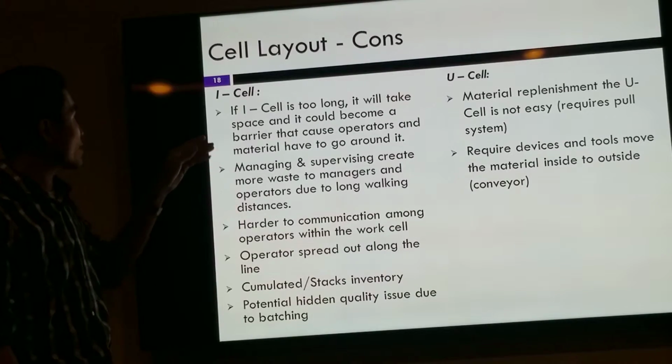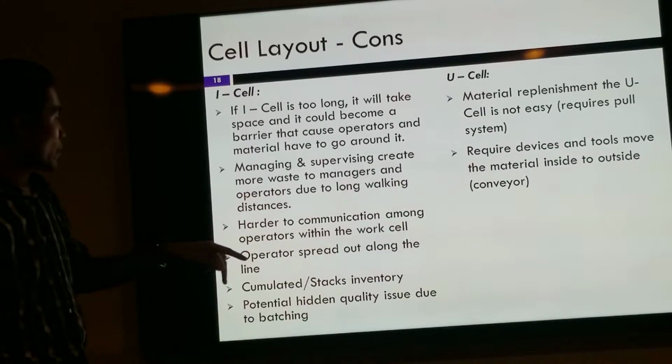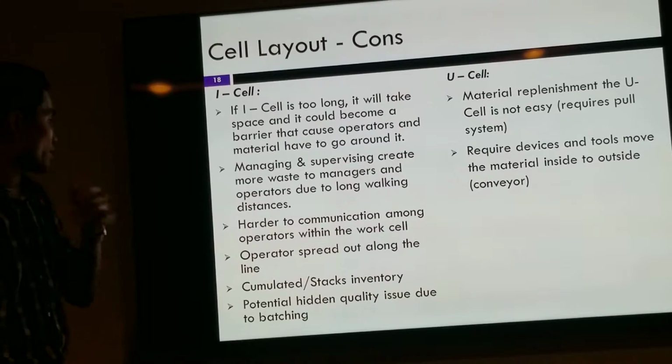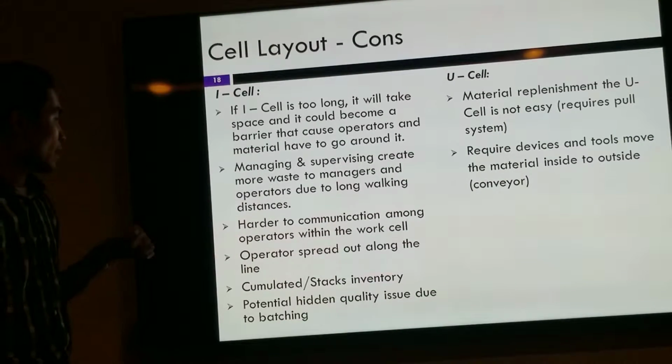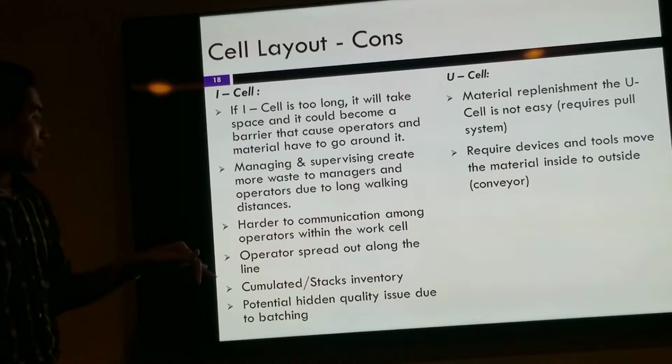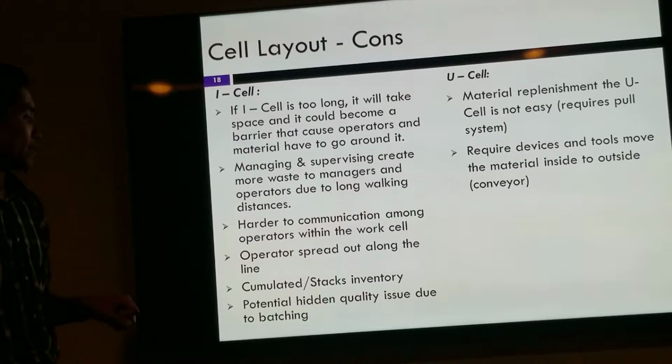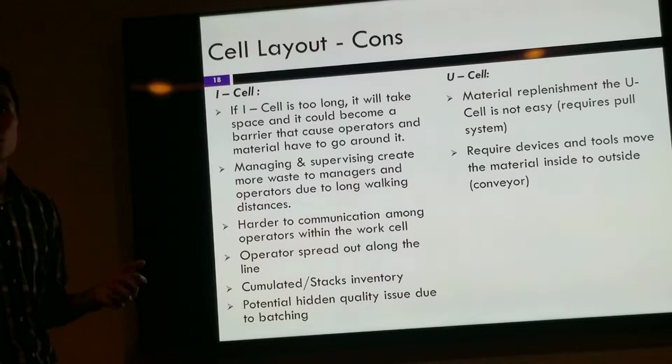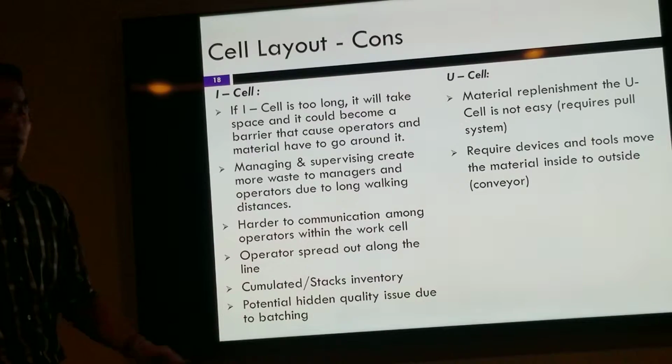The cons: I cells have more cons than U cells. The cons of the I cells are that it's harder to communicate among operators within the work cells, inventory accumulates and stacks up, and there is potential for hidden quality issues that we never get to know about until the product is finished.